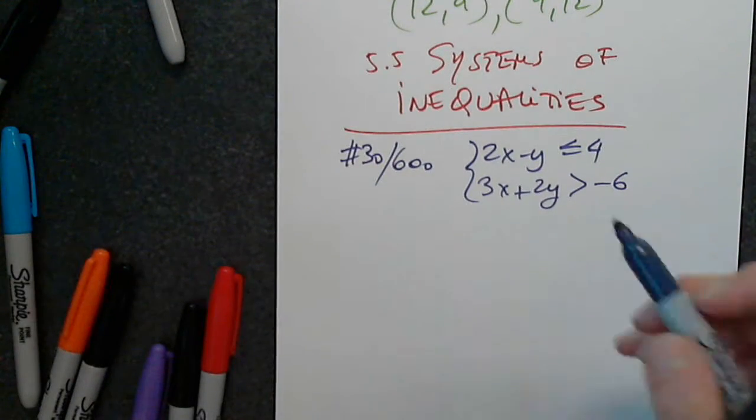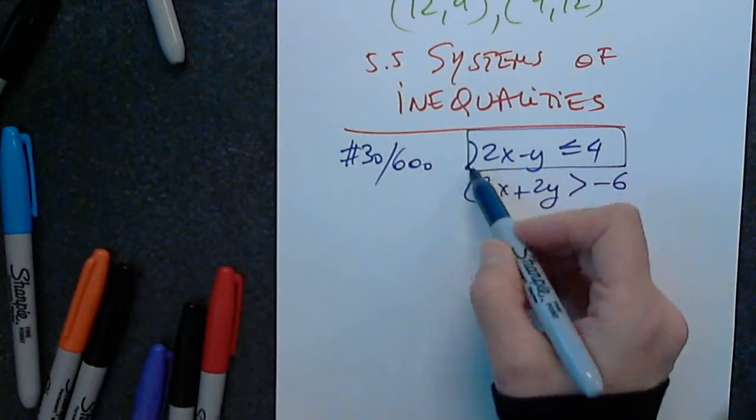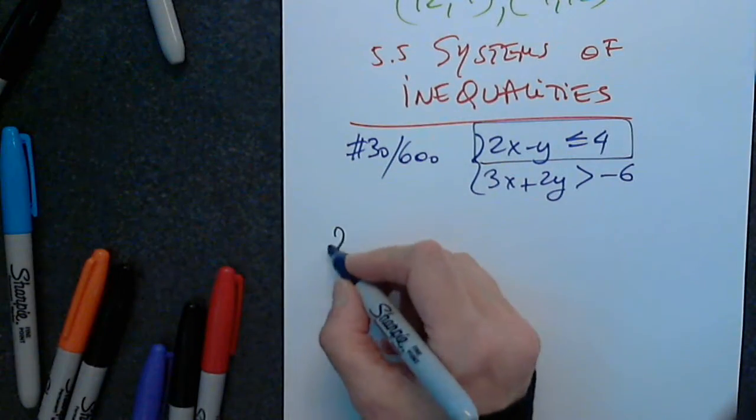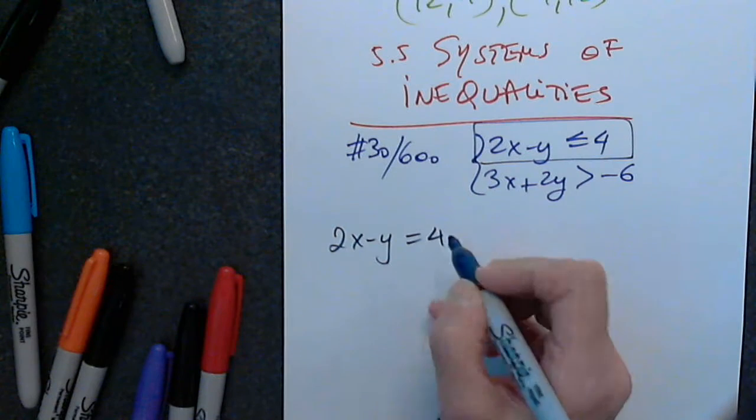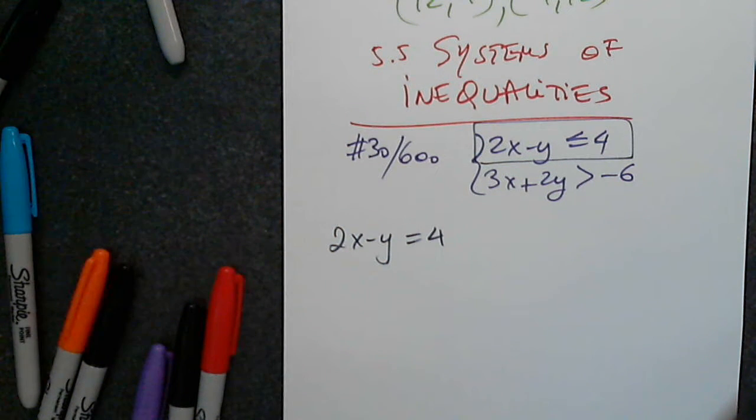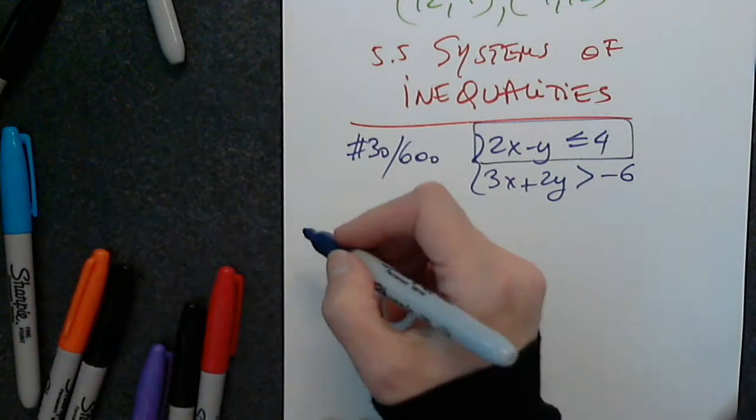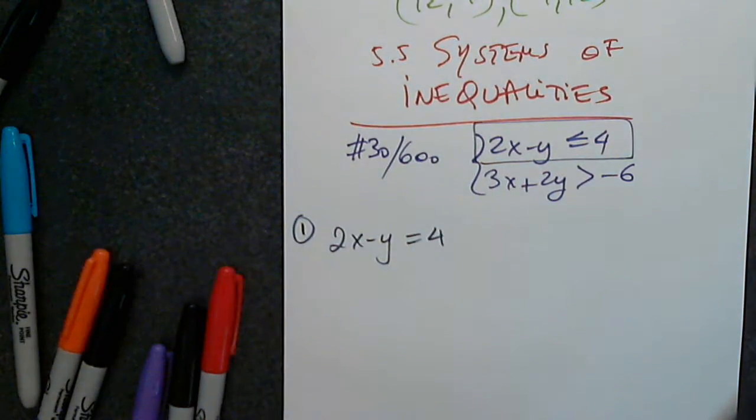Number one, I will start with the first inequality. It doesn't matter, the order is not important. And I will write, I'm not changing the inequality into an equation. I need to graph the equation. That's why I write the equation first, but I am still solving the inequality. So I write the equation because I need, in the first step, to graph it.